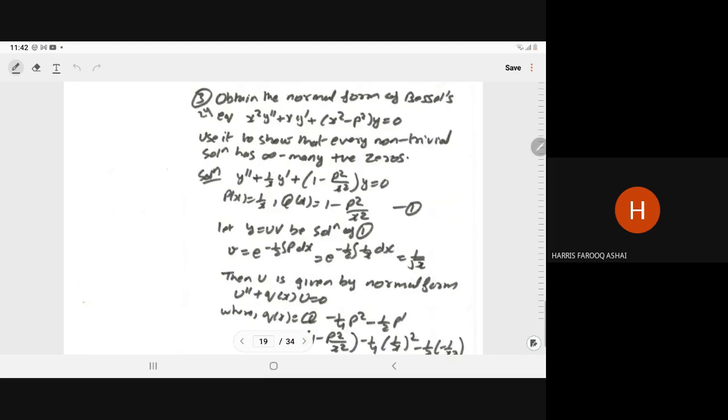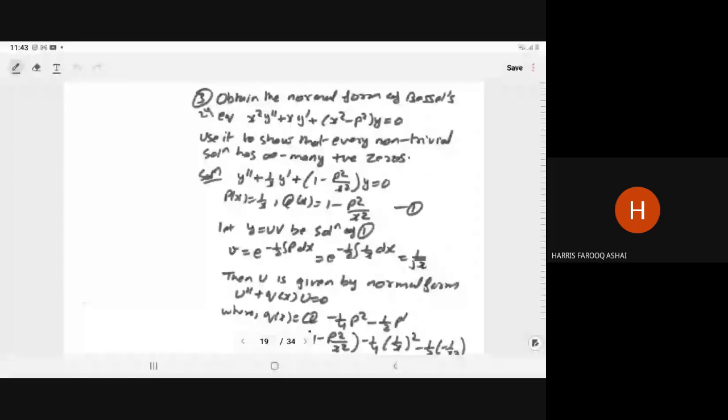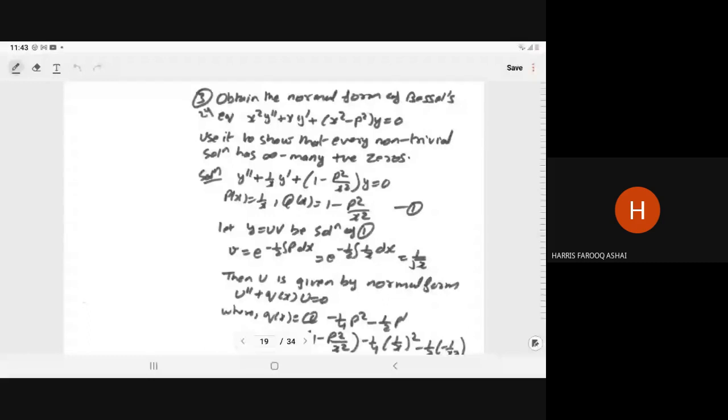So with this, we will obtain the normal form of Bessel's equation: x^2 y'' plus x y' plus (x^2 minus p^2) y equals 0, using positive zeros. So here we have the Bessel equation, right? Bessel equation is a very important equation. We have a dedicated chapter on this one particular equation only.